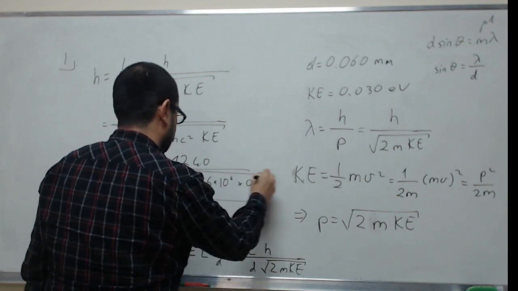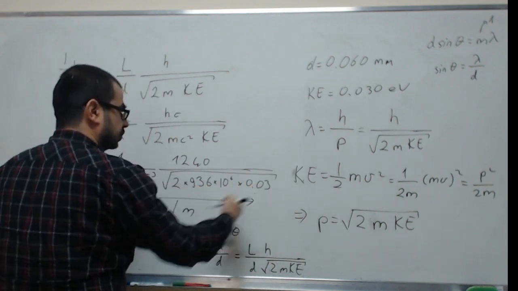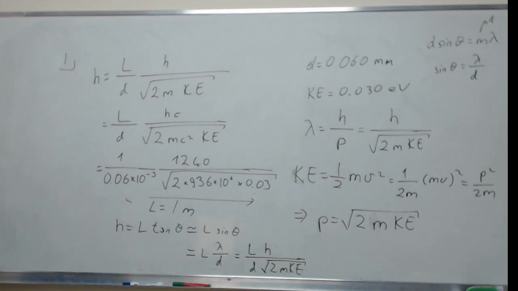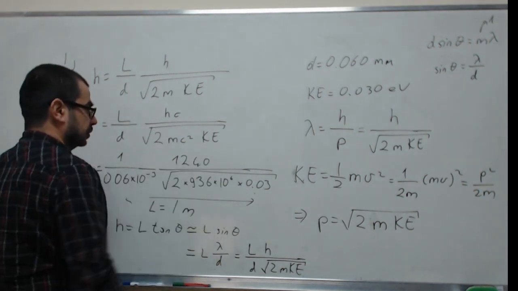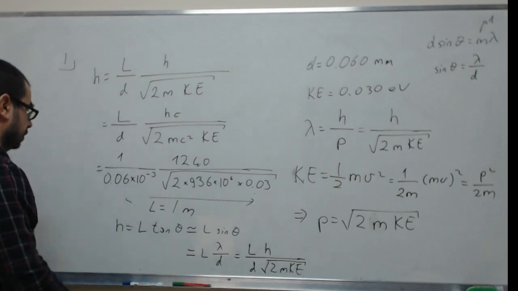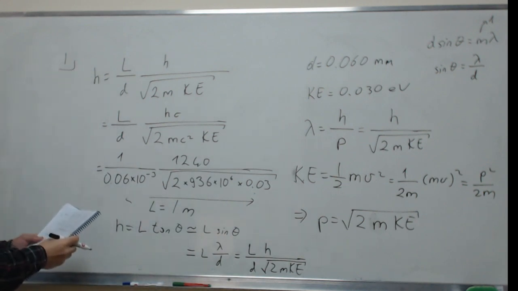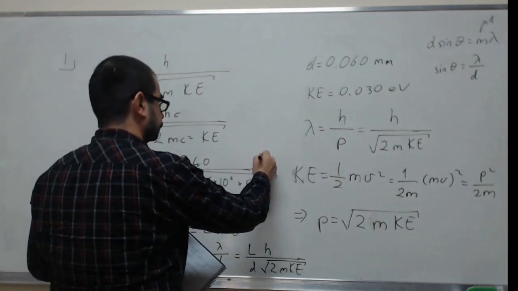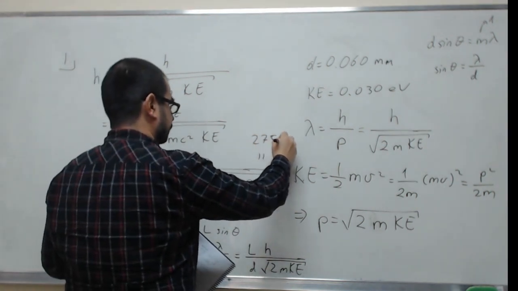0.03. Right, so this is in electron volts, this is also in electron volts. You multiply them, you take the square root, and the answer is going to come out in electron volts, which is going to cancel the electron volt here, and you're going to get your answer in nanometers, which I did. This comes to 275 nanometers.